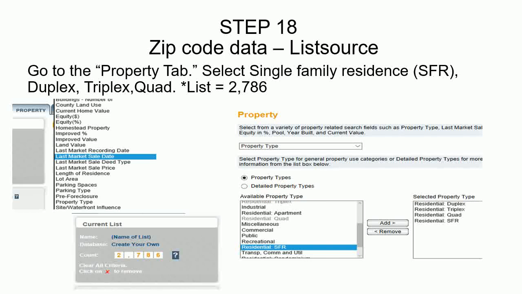Step 18. Go to the Property tab and select the following options: Single Family Residence, Duplex, Triplex, and Quad. You will notice that the example list will continue to refine to a smaller amount of data samples as you continue to manipulate the data. The number of property listings are now 2,786. This total reflects the total after excluding all properties except those specified by the Senior Investment Asset Analyst. This criteria may change as the need arises.